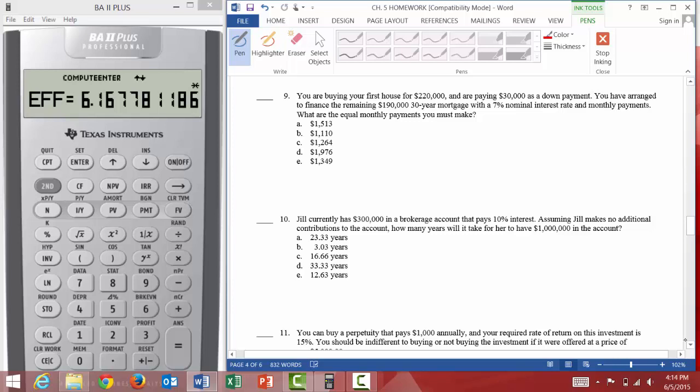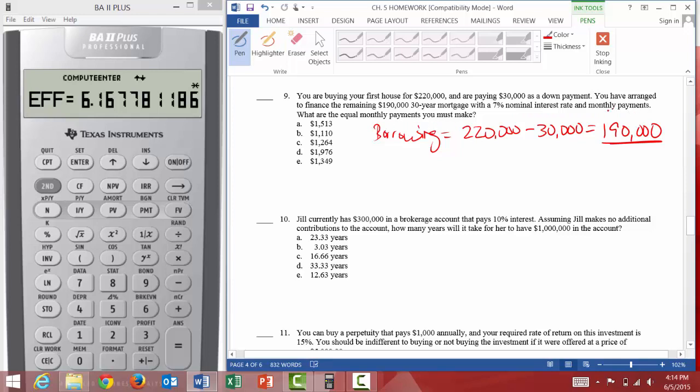Okay, so you're buying your first house for $220,000 and you're paying $30,000 as a down payment. So what are you really borrowing here? You're going to borrow 220,000 minus 30,000, and so you're really borrowing 190,000, so that's kind of key. Then they told us to finance the remaining $190,000 with a 30-year mortgage at a 7% nominal interest rate and monthly payments. What are the equal monthly payments you must make?